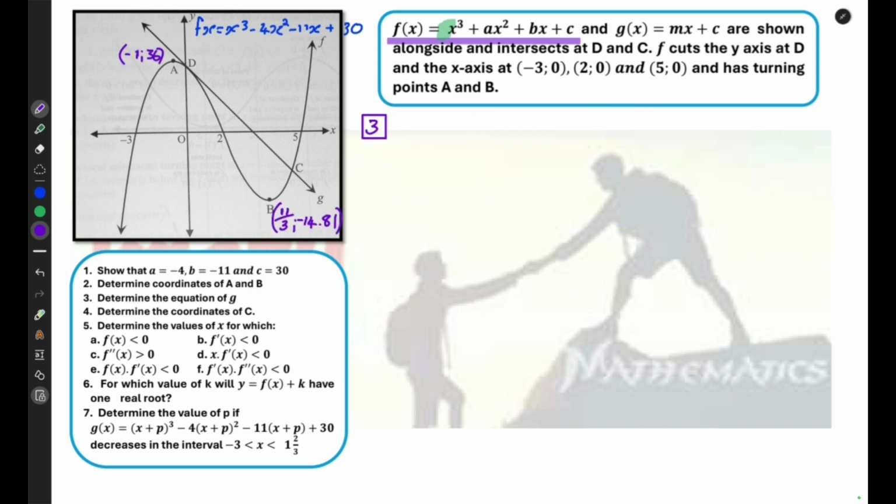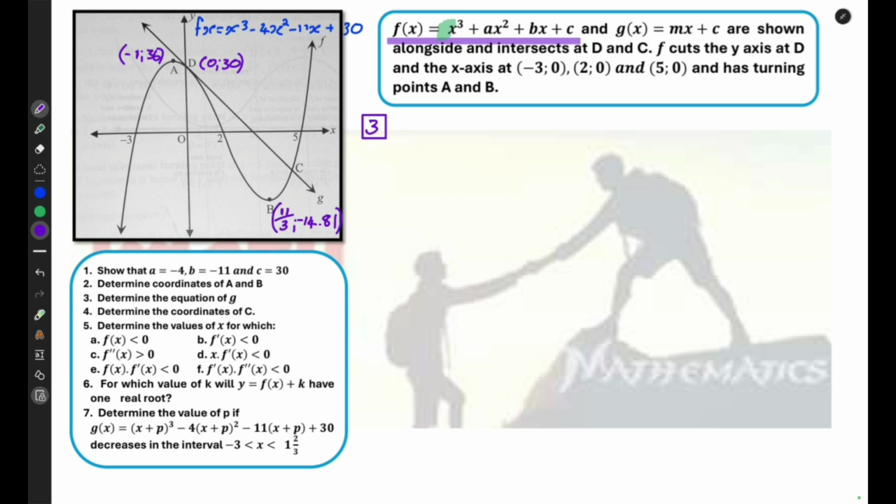Question 3, determine the equation of G. Okay, so they're telling me D is the y-intercept. That means if I make all the x's 0, I can see there's just a 30 that remains. So 0 and 30 is the coordinates of D. And they're also telling me that this graph G is a tangent when it touches at point D.